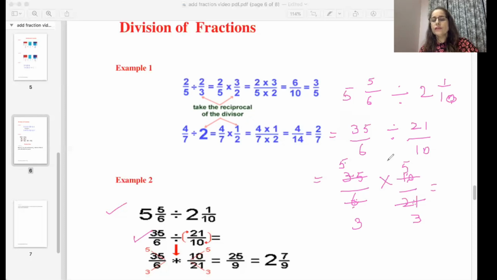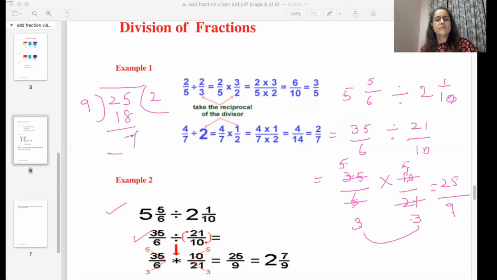So the numerator should be multiplied by the other numerator. 5 into 5, 25. And the denominators are multiplied. 3 into 3 is equal to 9. So 25 upon 9. Now we can convert it into a mixed fraction. How to do that? Yes, 9 twos are 18 and this is the remainder. This is the whole number. So we will write 2 here, and 7 upon 9 is the fractional part. So this is the mixed fraction.